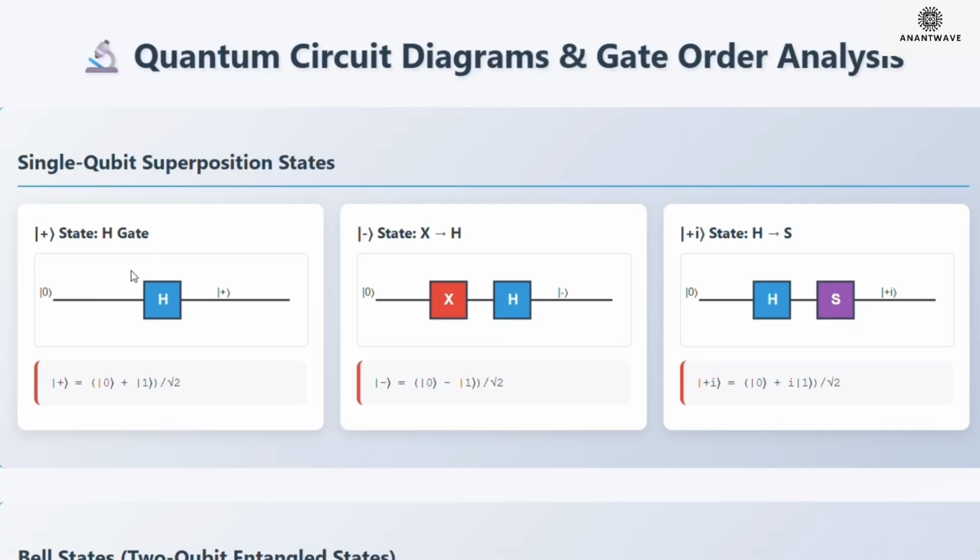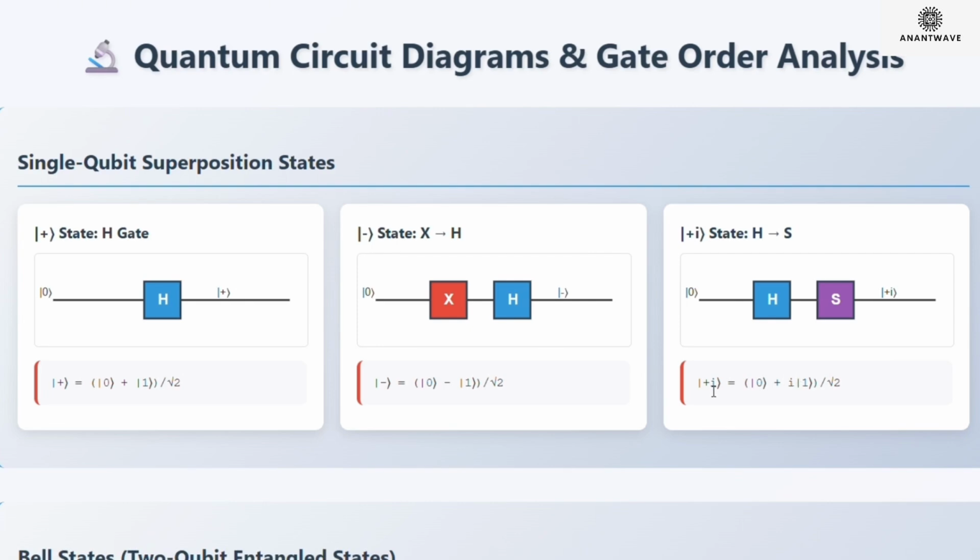Let's quickly review what we have covered. The Hadamard gate creates our basic superposition, that is the plus state. That gives us equal probabilities but with positive phase. For the minus state, we use the X gate and then the Hadamard gate, which flips the phase. So same probabilities but opposite phase. Adding the S gate after the Hadamard gate gives us the plus i state with imaginary coefficients. These phase relationships are crucial for quantum interference.